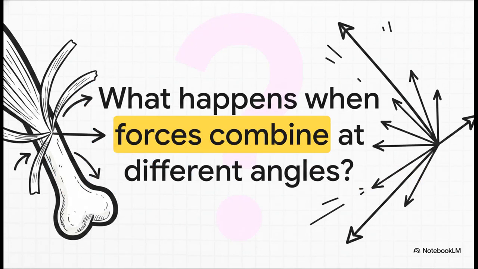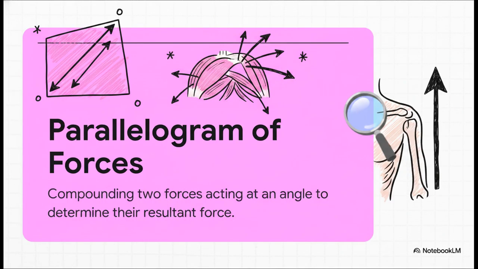But here's a really fascinating question to consider. What happens when you've got multiple muscle fibers pulling on a single bone from slightly different angles, all at the exact same time? How does your body calculate where the bone should actually move? Well, it uses what we call the parallelogram of forces. This is basically a mathematical method of compounding two separate forces acting at an angle to find their ultimate combined path.